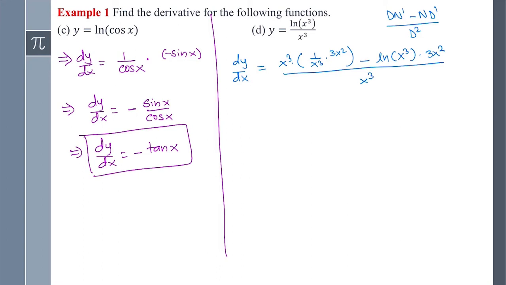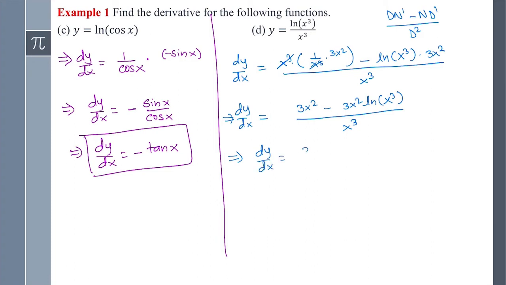Now let's see what we can do here. dy/dx equals, so basically we can cancel out this x cubed and that x cubed. So we get 3x squared minus 3x squared natural log of x cubed, divided by x cubed. And then if we factor out 3x squared from the numerator, we will get 3x squared times 1 minus natural log of x cubed, over x cubed.